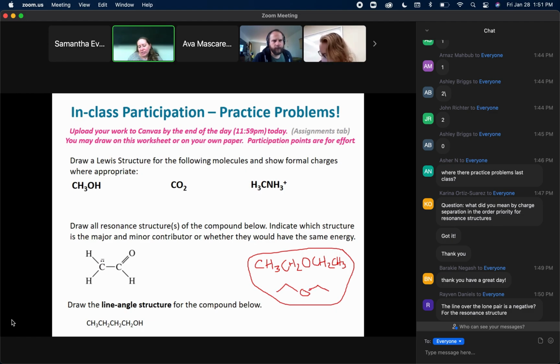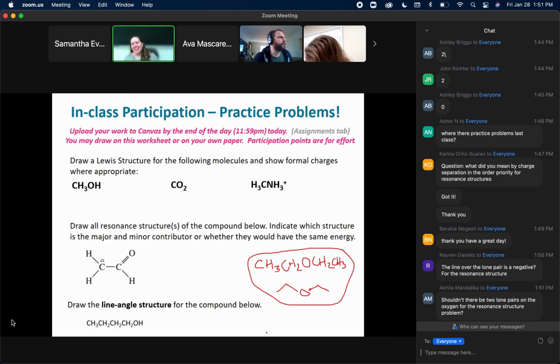I understand your confusion, but the more you practice, the easier it gets. Anytime you have a line, it represents a bond, and if there's no other element listed at the end of that bond, then it's a carbon atom. But if there is, then it's whatever that atom is. Okay, all right, that makes a lot of sense.